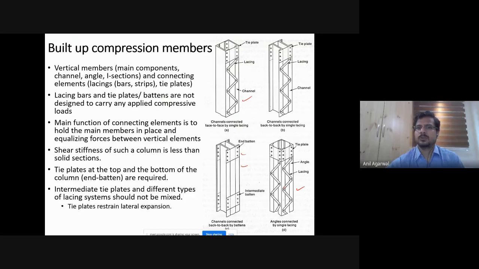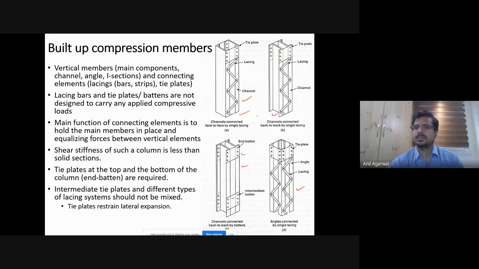Okay, so there are various possibilities. You can use channel sections. Railways tend to use a lot of channel sections in this configuration or this configuration and lace together. And often they also use this kind of tie plates or battens in between. Okay, so these are very commonly used structural systems.